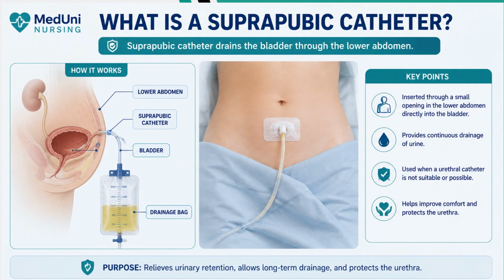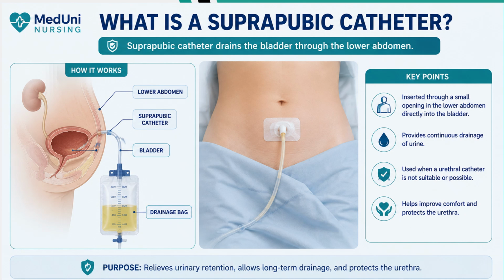A suprapubic catheter is a urinary catheter inserted through the lower abdomen directly into the bladder. It drains urine without passing through the urethra. It may be used for urinary retention, urethral problems, long-term bladder drainage, or after some urological procedures.